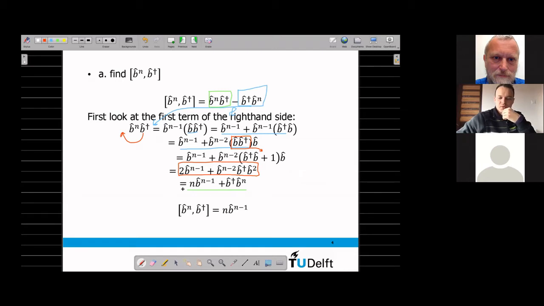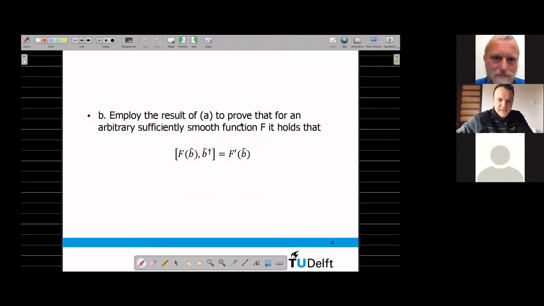So it's simple algebra, keeping order and performing commutators, exchanging B and B dagger n times. And we finally end up with this result. Now in our next question, you're asked to employ this result from question A and to prove that for an arbitrary smooth function f, which is a function of operators here, the commutator with B dagger is equal to f prime, the derivative of f.